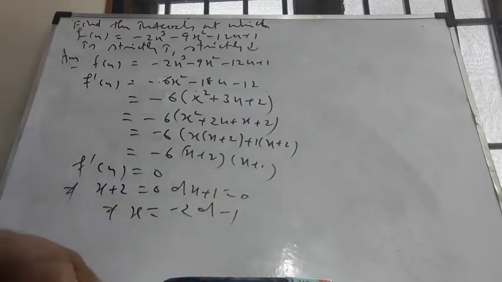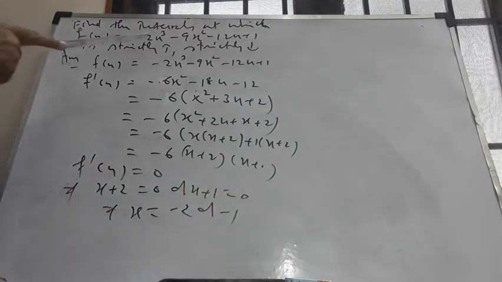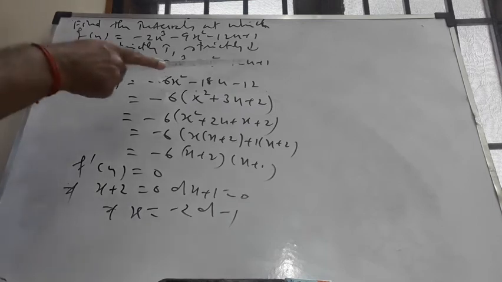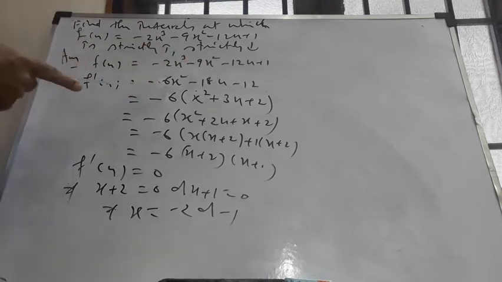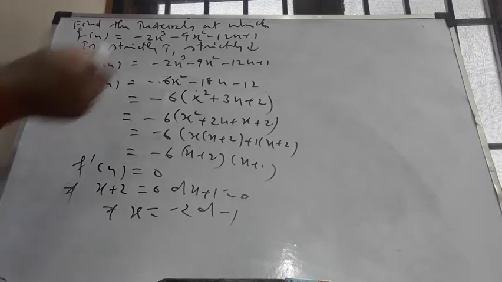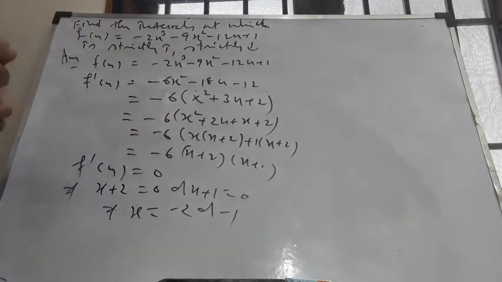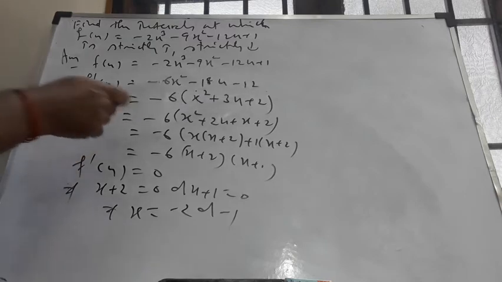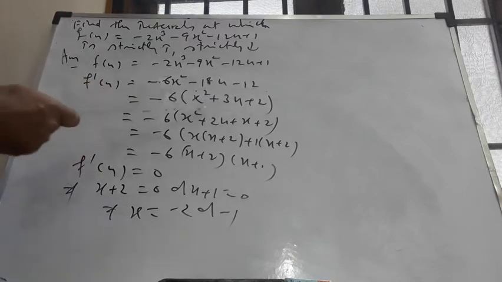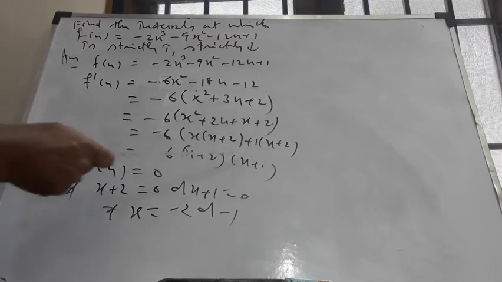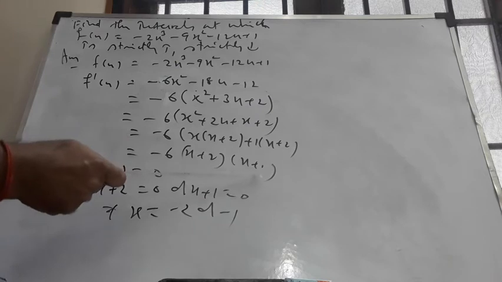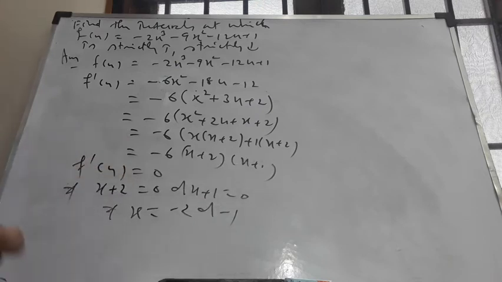Let me check the whole thing. This is minus 2x cube minus 9x square minus 12x plus 1. I wrote it as minus 4x square, it is wrong. Sorry, minus 6x square minus 18x minus 12. Take minus 6 the common factor, x square plus 3x plus 2. I will be able to split the middle term, 2x plus x plus 2, x into x plus 2 plus 1 into x plus 2, x plus 2 into x plus 1. Therefore, roots of f dash of x equal to 0 will be minus 2 comma minus 1.